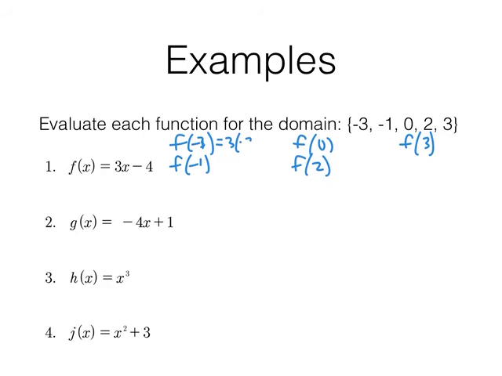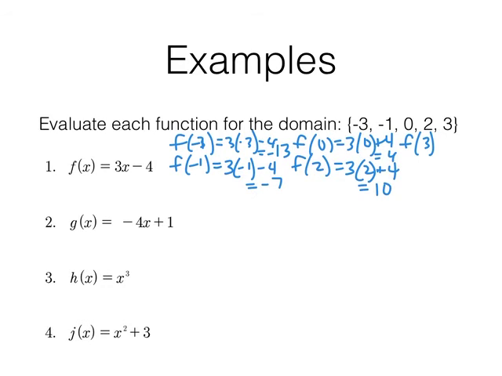So 3 times negative 3 minus 4 is negative 9 minus 4. That one comes out to negative 13. 3 times negative 1 minus 4 is negative 3 minus 4, comes out to negative 7. So far we have negative 13, negative 7. f of 0 is 3 times 0 minus 4, which is negative 4. And f of 2 is 3 times 2 minus 4, which is 2. Finally, f of 3. 3 times 3 minus 4 is 9 minus 4, which is 5.